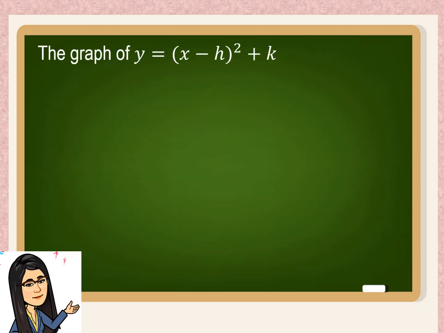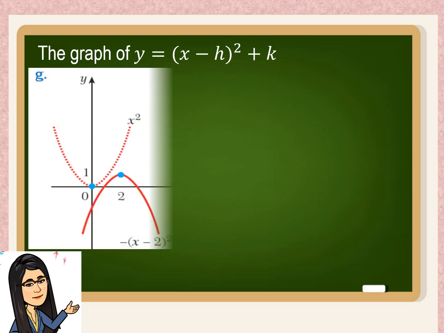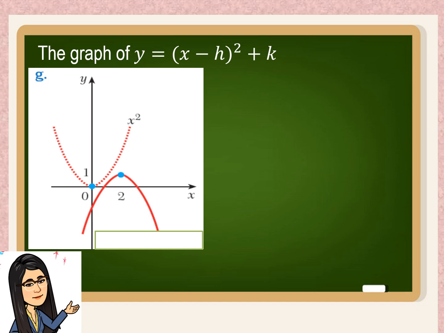Let us combine this together in the function y is equal to the square of the quantity x minus h plus k. Looking at the graph, the dotted parabola is on the origin as its vertex. The function is y is equal to x squared. Since the vertex moves 2 units to the right from the origin, h will be equal to 2. Then continue moving 1 unit upward, so k is equal to 1.